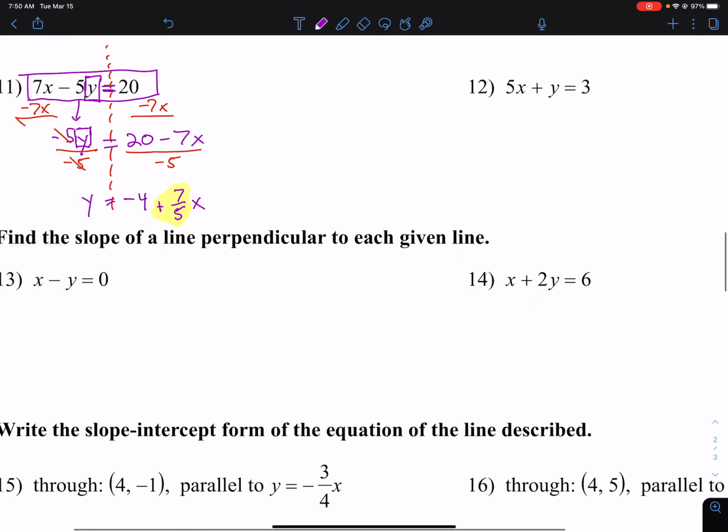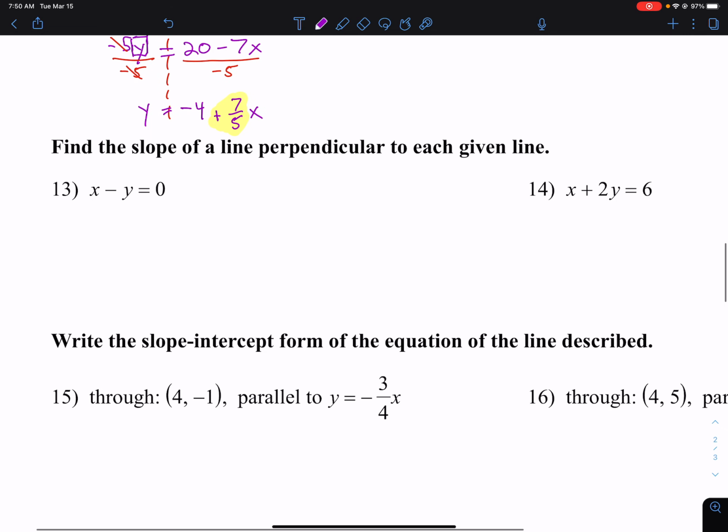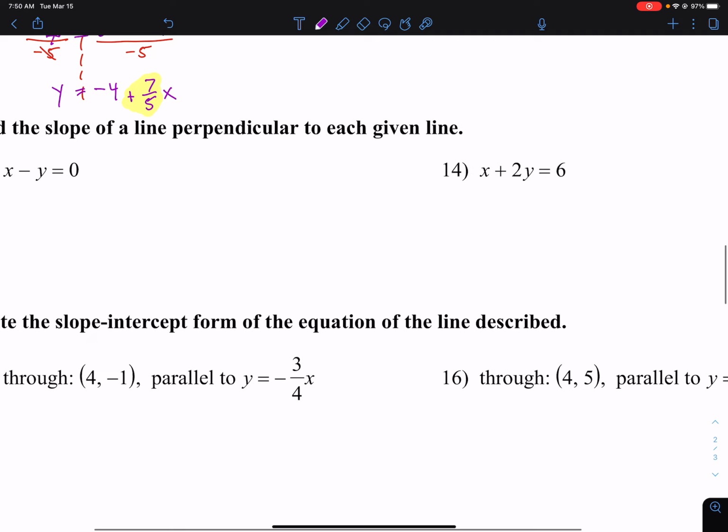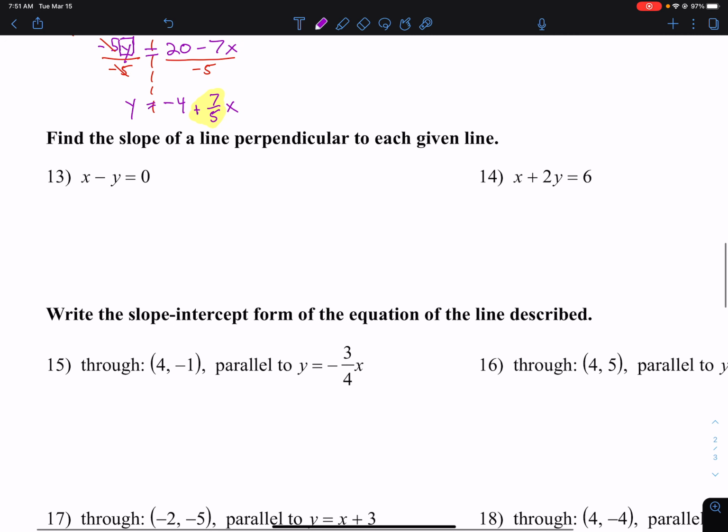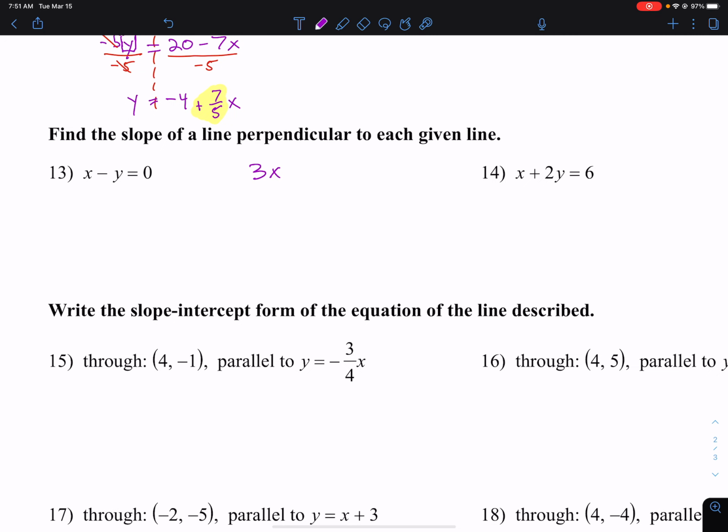Number 12 is more of the same. We're going to move on. Now they want to do it for perpendicular. Find the slope of a line perpendicular to each given line. So once again, you first have to find the slope of this line. So I'm going to make up a different one to do here. So you can try these two on your own.